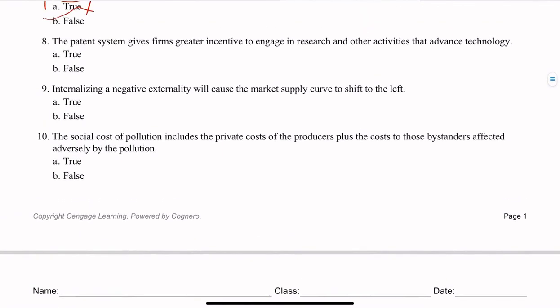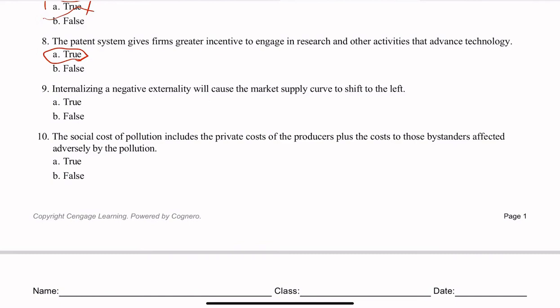8. The patent system gives firms greater incentive to engage in research and other activities that advance technology. Well, this is like common sense, right? So you should choose true here. So why do we have patent system? The reason is because research and inventions, they have positive externalities. So this basically means this positive externalities will make inventors invent too little, right? So how do you provide incentives to those inventors? Well, you will give them exclusive rights on their inventions, right? So in this case, the patent can give inventors larger incentives to invest in research.